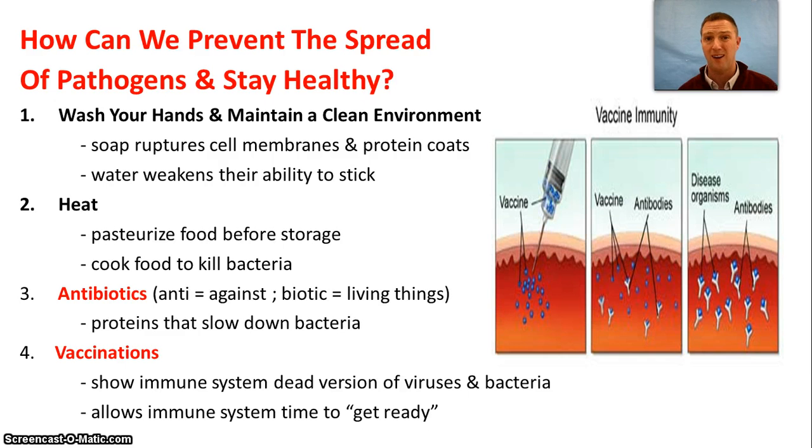A couple of these, the first two, are thousands of years old, okay? If you wash your hands and maintain a clean environment, the soap is going to rupture cell membranes and disrupt protein coats of viruses. The water washes it away. It weakens its ability to stick to your skin, stick to pots, stick to surfaces. So I'm killing the cells, I'm loosening their grip on them, I'm disrupting DNA and protein and viruses. So washing your hands, washing yourself, washing the place that you live will help keep you free of pathogens.